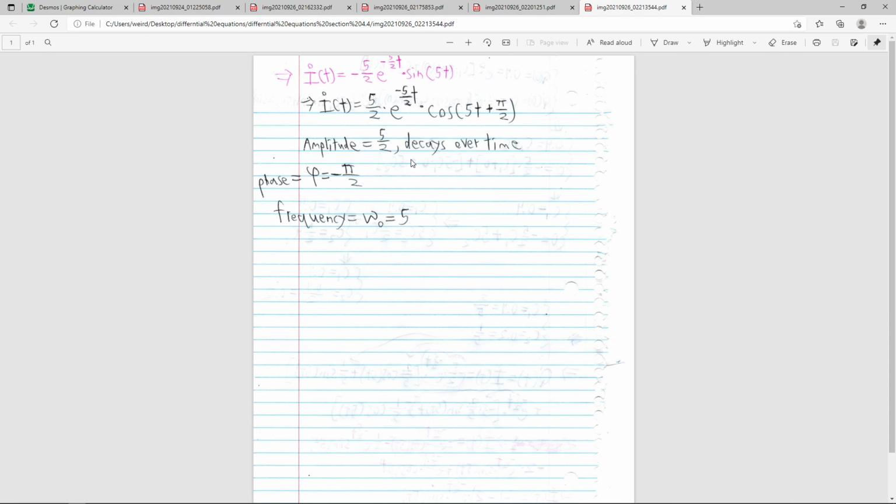So amplitude equals 5 halves, and these two forms have the same exact graph, but we're not going to worry about that. You can graph it yourself. Amplitude equals 5 halves. It decays over time, but that's when it varies. Invariably it will go to 0 eventually, so you won't have anything fluctuate. Phase equals negative pi halves, because it's omega naught t minus phase angle, so negative pi halves, and frequency equals omega naught equals 5.